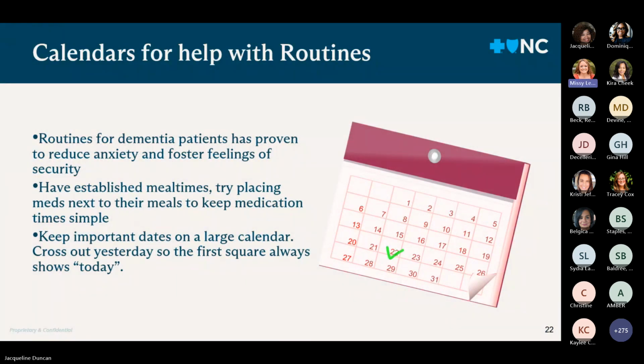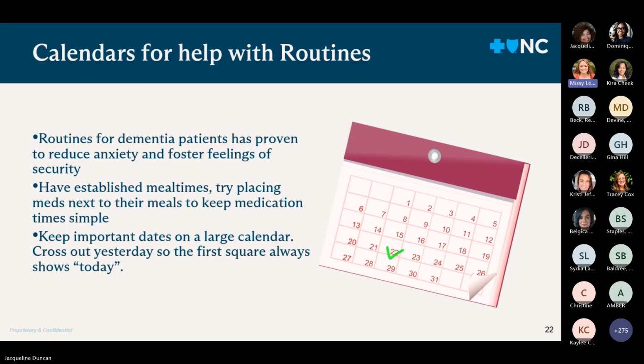Routines are stored in long term memory. However, Alzheimer's disease usually affects short term memory initially. Routines may remain accessible into the middle stage of the disease. Calendars can be helpful with routines in patients with Alzheimer's. It reduces anxiety and makes them feel more secure.